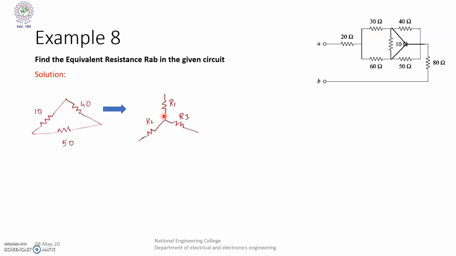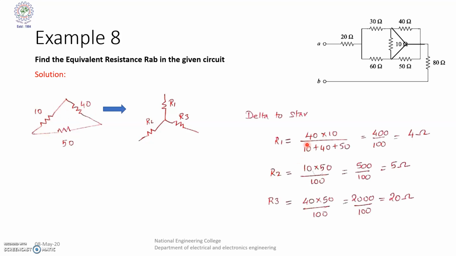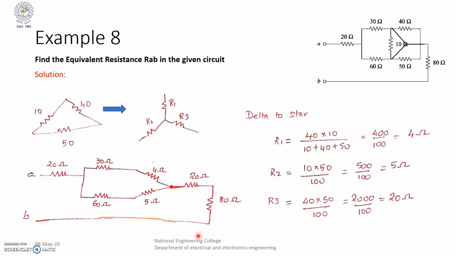So delta to star, the formula is: in the numerator product of adjacent resistors, in the denominator sum of all the resistors. So R1 is equal to 10 into 40 divided by the whole resistance, 10 plus 40 plus 50. So answer will be 400 by 100, 4 ohm. Similarly for R2, it is 10 into 50, and for R3, 40 into 50. So these are the values of resistance. Now the circuit becomes like this. So the delta connection was converted to a star connection.